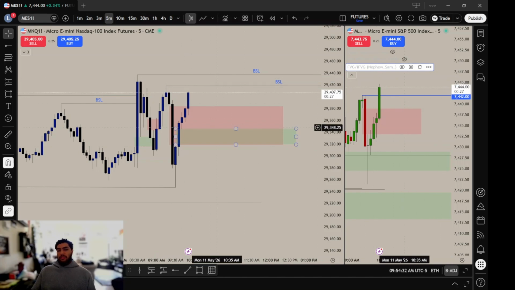So we're not gonna take this trade unless it really comes back down, respects this, disrespects this, and then targets this. So probably another trade we just won't take. After that, let's just continue to wait for the market and see if any other opportunities arise.